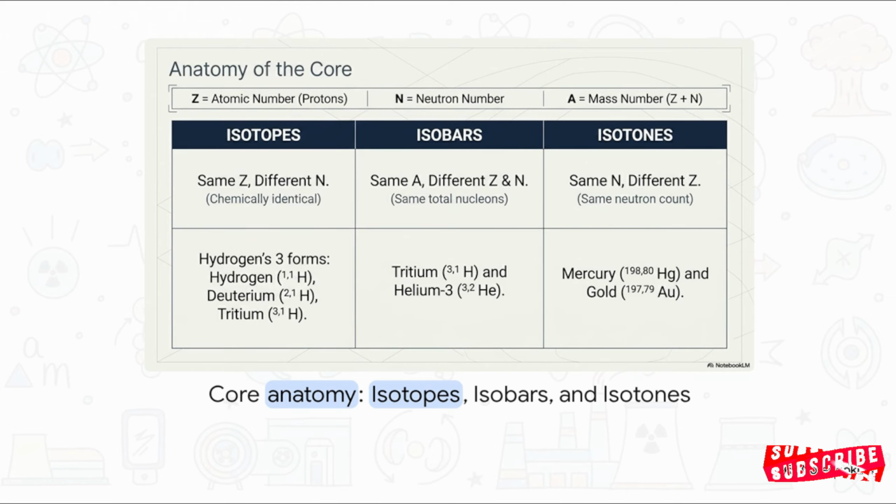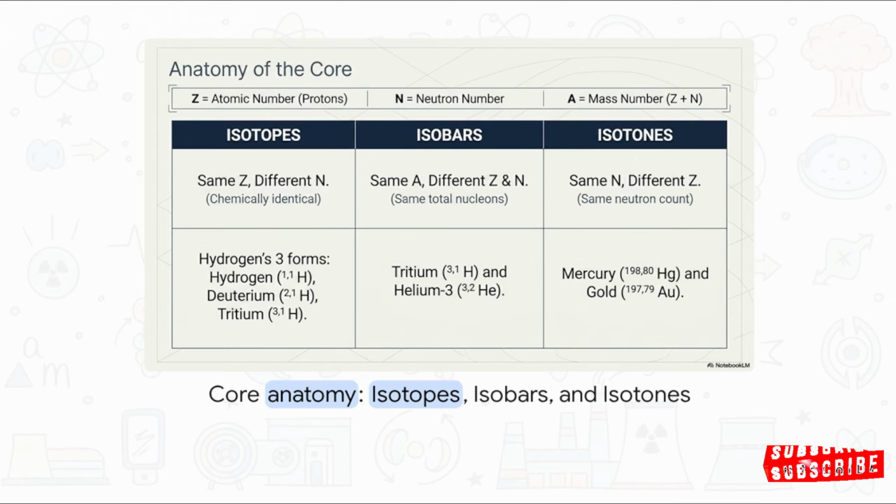First up, isotopes. You spot that P? That stands for the same protons. They're chemically identical, kind of like three different forms of hydrogen. Next, isotones. Check out the N. That means they share the same number of neutrons, like mercury and gold.